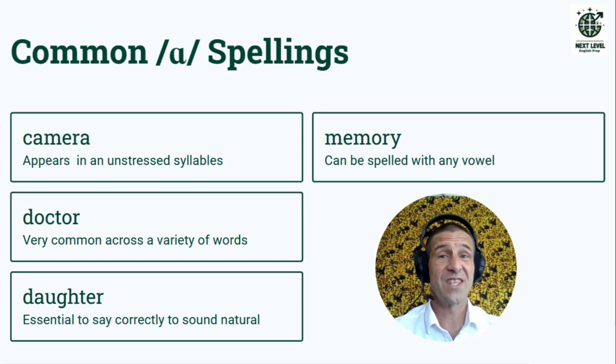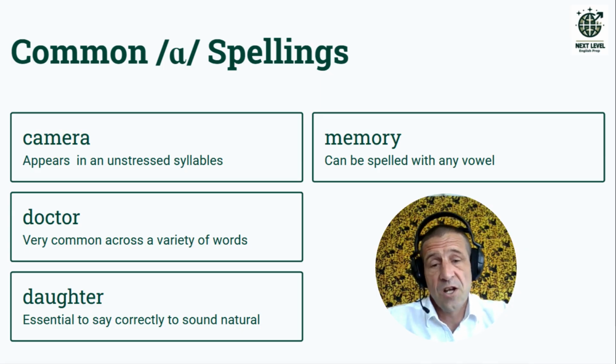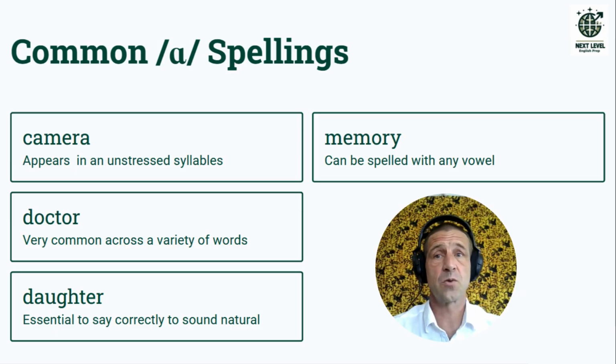So here's something pretty interesting about the schwa sound. It can be spelled with any vowel letter. The schwa only appears in unstressed syllables, though. So we need to pay attention to which syllable is stressed. And if it's an unstressed syllable, it's likely to have a schwa. Let's look at a couple of examples together.